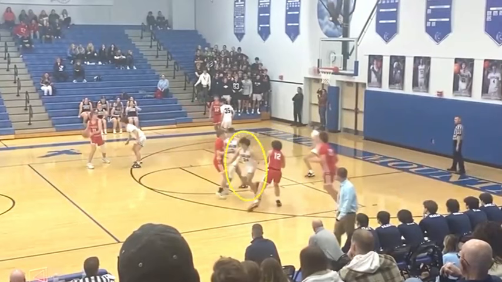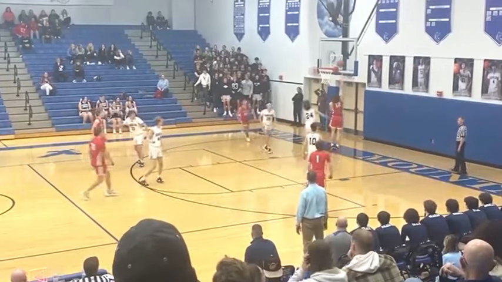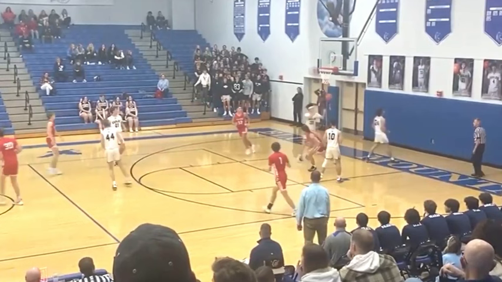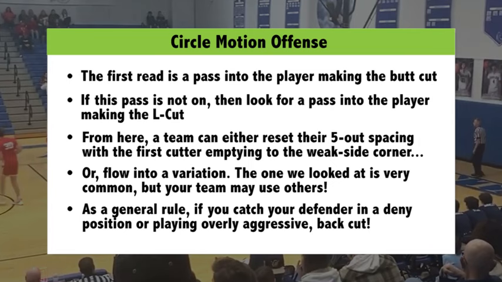We can see that his defender tries to cheat above the rub screen, taking a hard deny position, a cue for him to simply make a basket cut rather than continuing around to make the butt cut. As we see, the player makes a quick basket cut and finds an easy layup. So, as the player making the butt cut, you should recognize moments where your defender is overly aggressive, and instead make a basket cut. Please review what we've learned so far before moving on to the lesson.